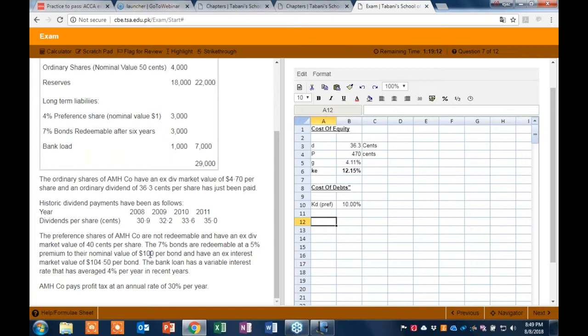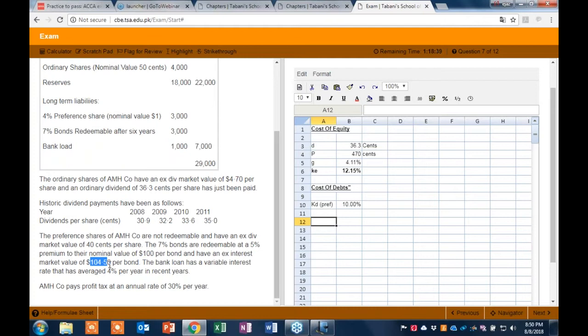So how will we be calculating the IRR? Sorry, how will we be calculating the cost of debt of redeemable bonds? Now look at it from the investor's perspective. The investor is getting an annuity for 6 years, a fixed amount every year for 6 years, and he's also going to get an amount equal to $105 at the end of the 6th year. These are the two things that he's going to get against his investment of 104.5 today.